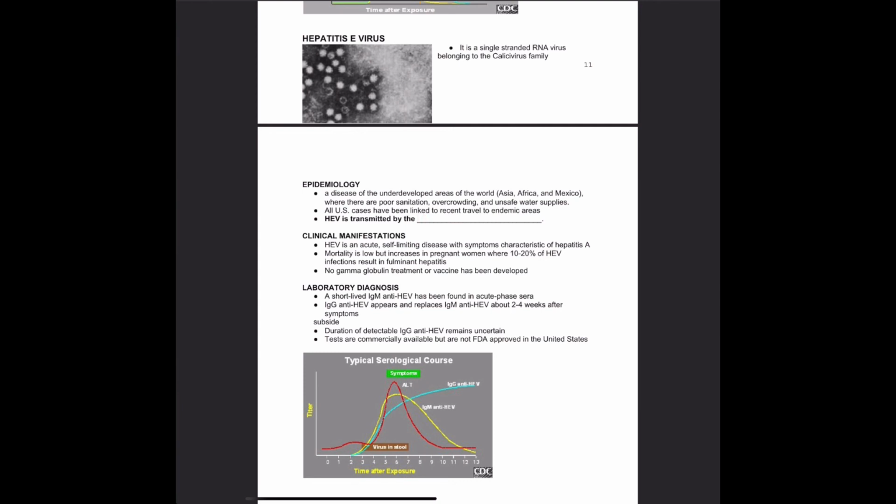Hepatitis E is an acute self-limiting disease with symptoms characteristic of hepatitis A. Mortality is low but increases in pregnant women. There is no gamma globulin treatment or vaccine that has been developed as of yet. For lab diagnosis, a short-lived IgM has been found in acute phase sera. IgG appears and replaces IgM after 2 to 4 weeks of symptoms. Duration of detectable IgG remains uncertain, and tests are commercially available, but they are not FDA approved in the United States.